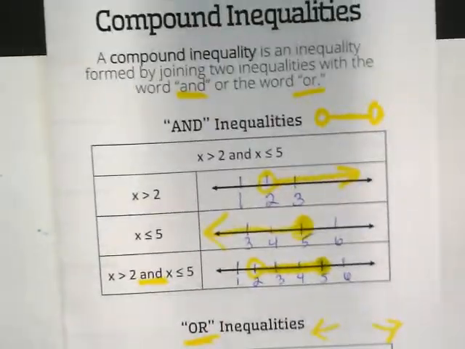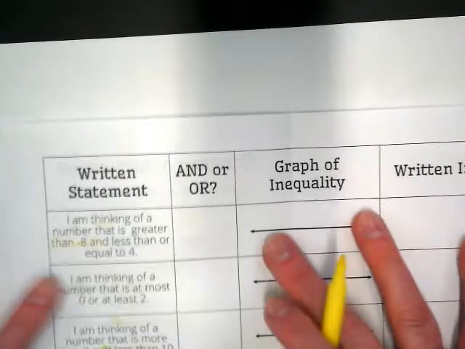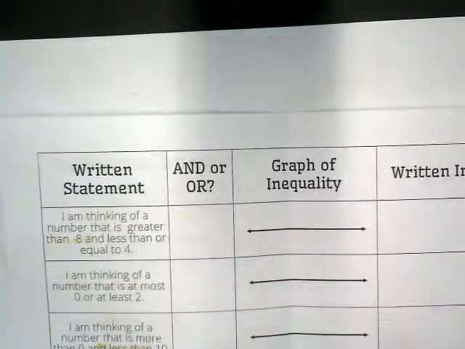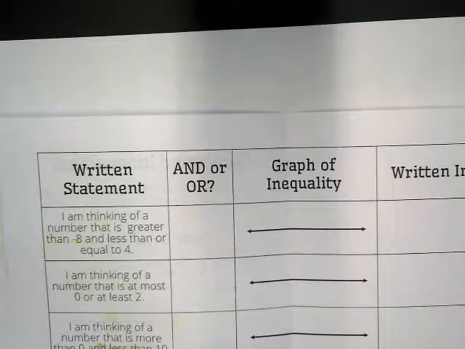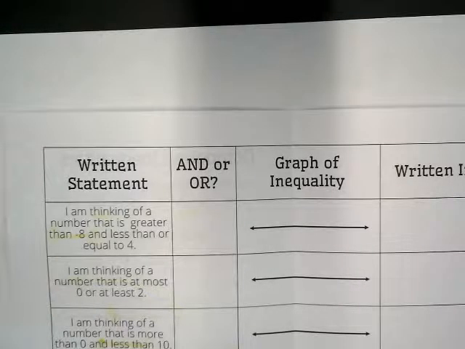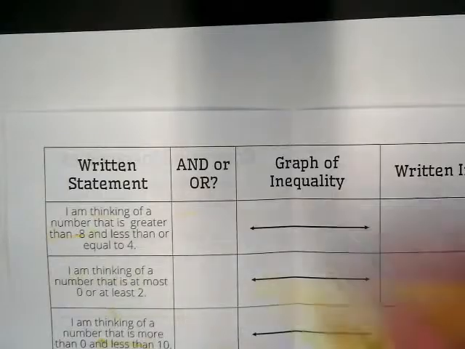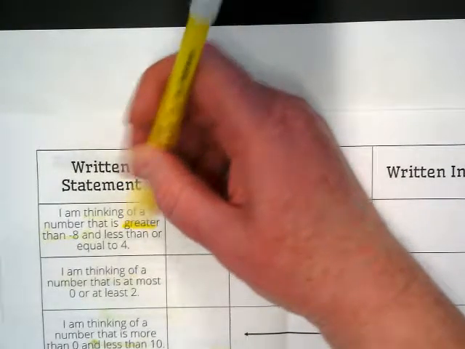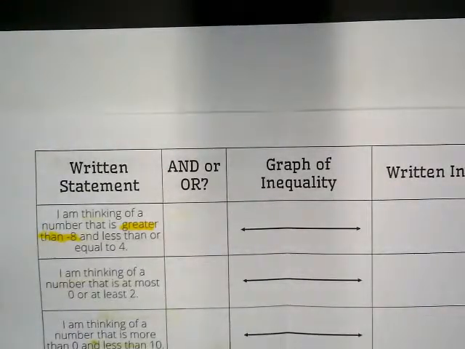Let's go inside our foldable here and do a little bit more work on this. We're going to take a look at some written statements and see if we can recreate those written statements, whether it's an "and" or an "or." So take a look. It says, I am thinking of a number that is greater than negative 8. That's an important part of this. And it's less than or equal to 4.